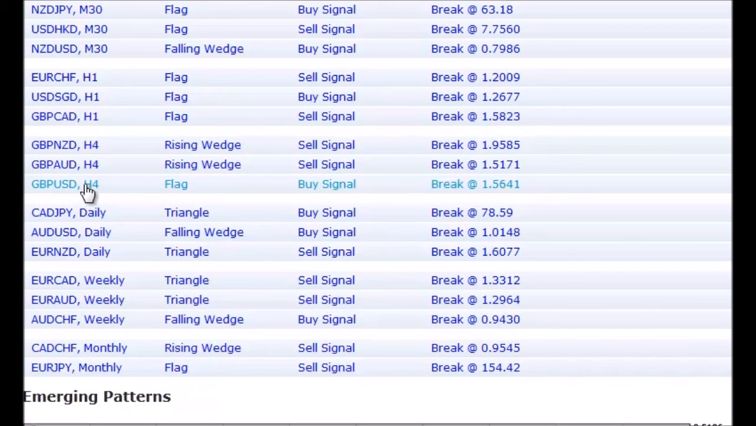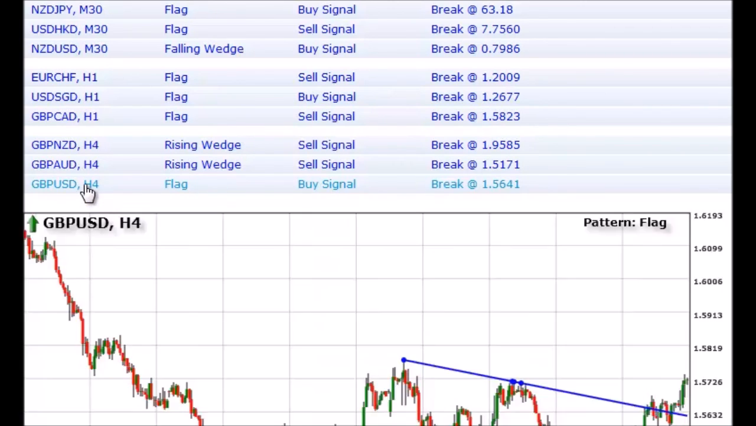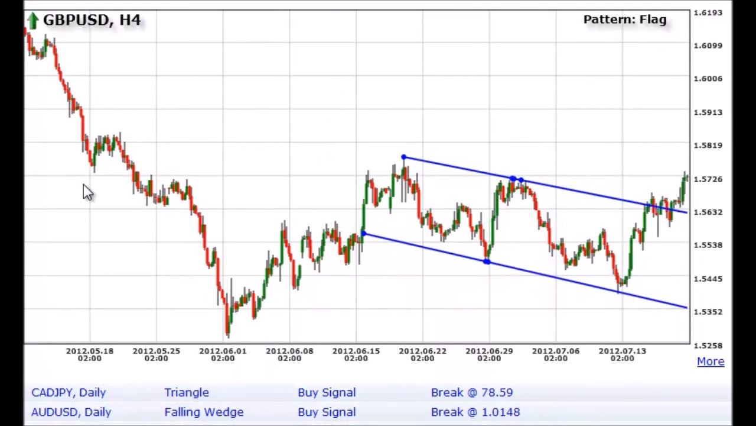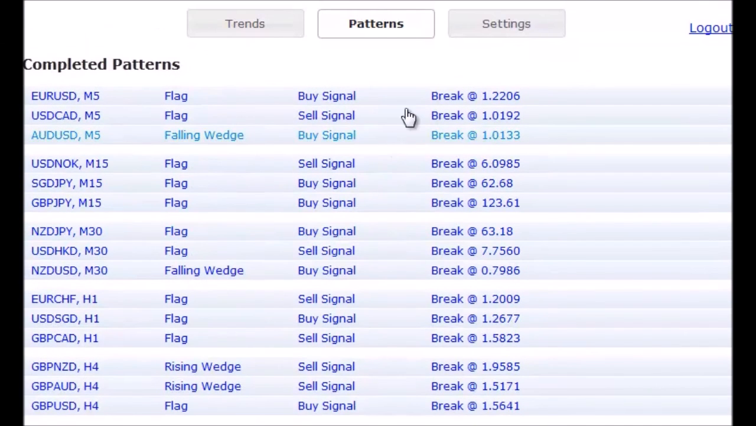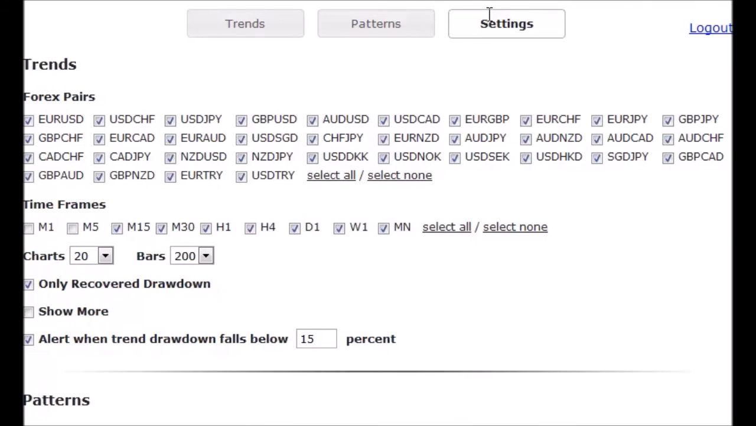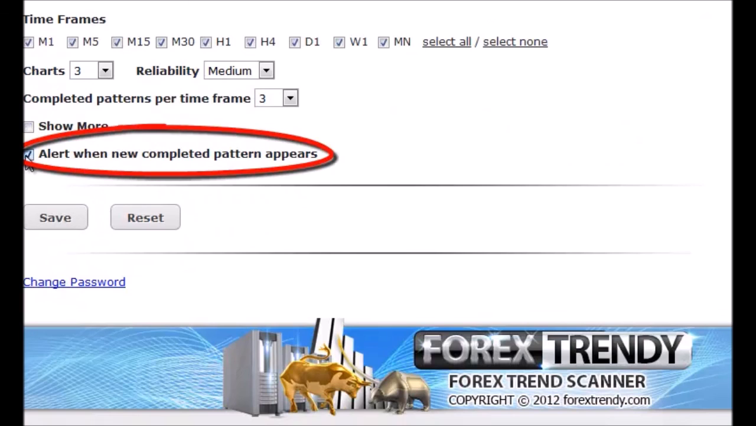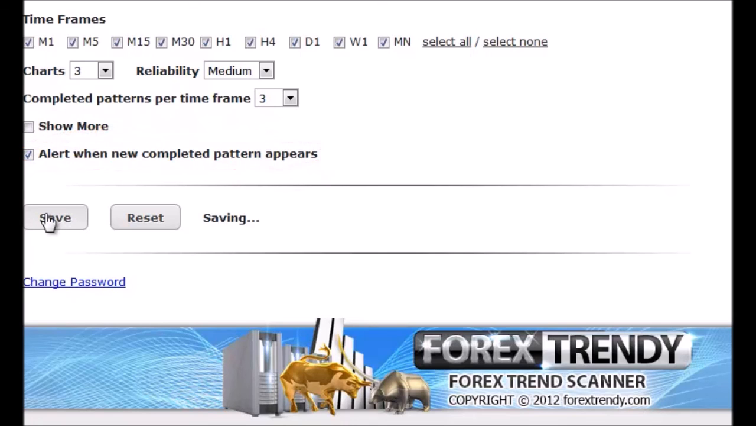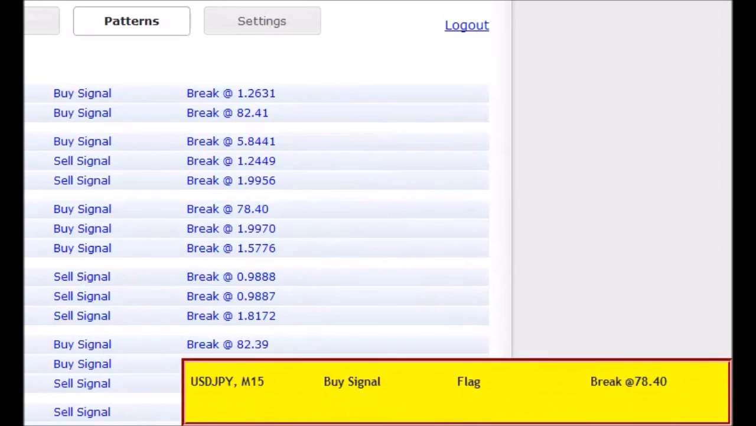For example, let's click on the link. And here we see the flag pattern. The price has broken through the trend line and it's likely to continue moving this way, often with some pullback. You can set up alerts in the settings. Check the box near Alert when new completed pattern appears and click Save. And when the new pattern is confirmed with a breakout, you will be notified by the audible alert.